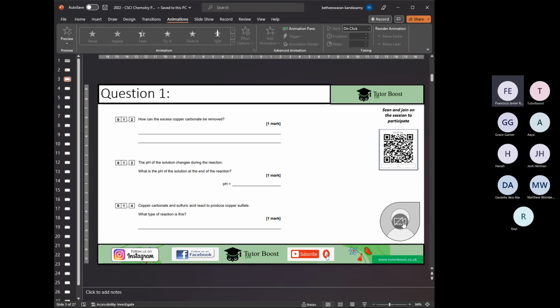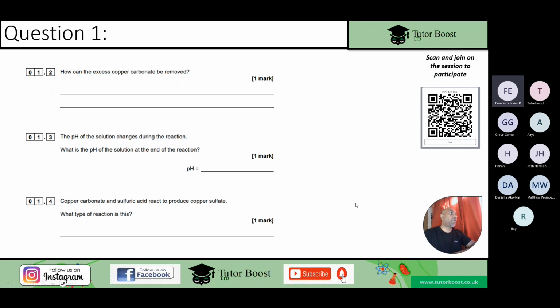Yes, Grace, so far you're right. Try and use a better word, Josh. Well done, Daniela. Yeah, Anaya. Matthew, so far right. So how can the excess copper carbonate be removed? By filtration. Was correct. Because the copper carbonate was a solid, it's a black solid powder. So you need to use filtration.